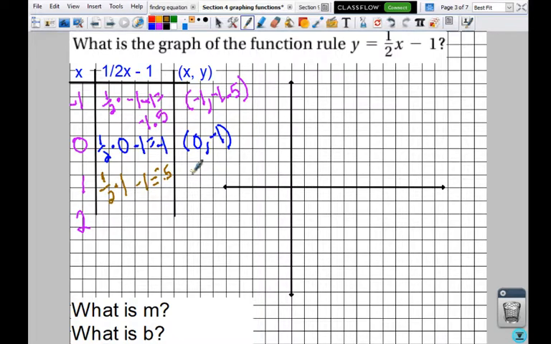Alright, I plugged in 1 for my x, and then I got negative 0.5 for my y.